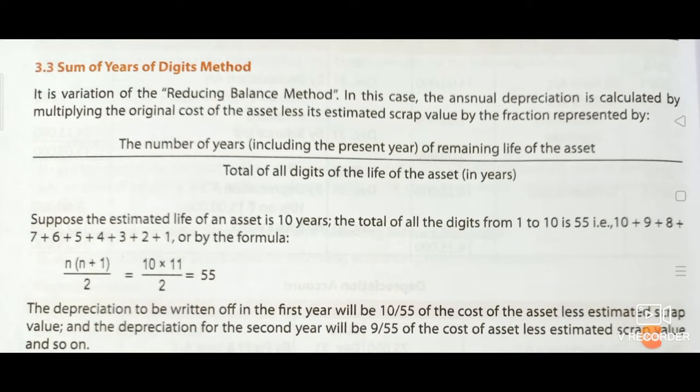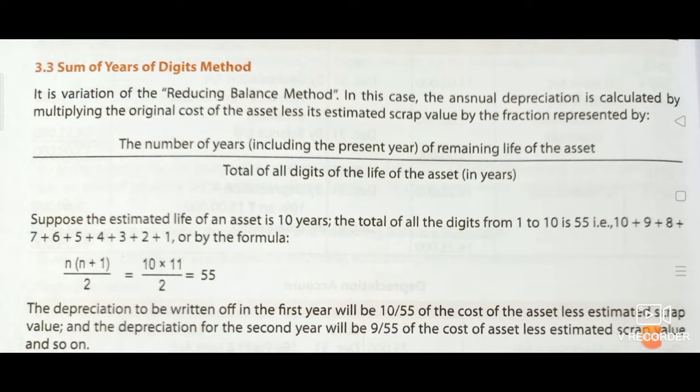See this example. If the estimated life of the asset is 10 years, then the total of all the digits from 1 to 10 is 55. That is 10 plus 9 plus 8 plus 7 plus 6 plus 5 plus 4 plus 3 plus 2 plus 1, and after totaling all of these we get 55. Or otherwise we can use the formula n into bracket n plus 1 upon 2. N means the number of years, that is the number of estimated life, so 10 into 10 plus 1, that is 11, upon 2. So 10 into 11 upon 2 is equal to 55.